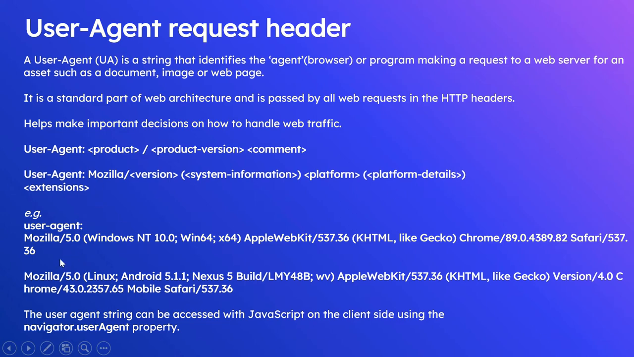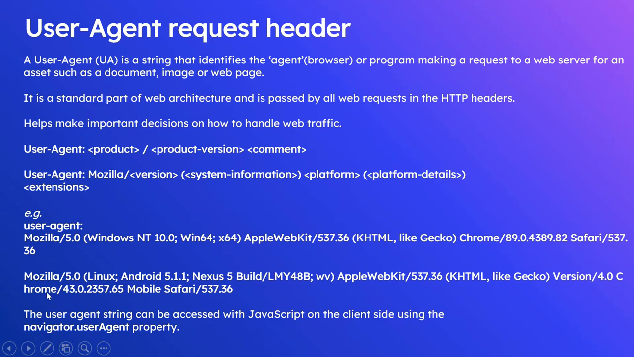Sample user agent headers. The user agent application is Mozilla 5.0 and the operating system is Windows NT 10.0 running on a 64-bit machine. The engine responsible for displaying the content on this device is Apple WebKit 537.36 version. KHTML, like Gecko, the open source layout engine, is also available in the system. The client is Chrome 89.0, this specific version. Also the client is based on Safari, this specific version 537.36.